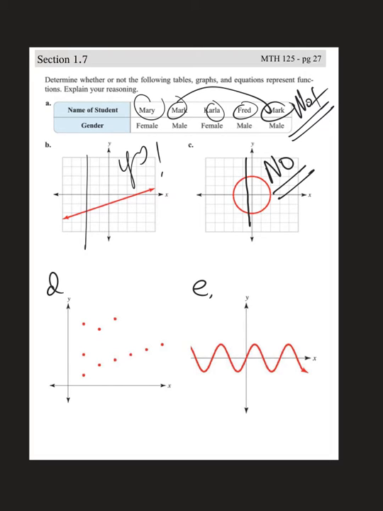D is just a bunch of different points. Notice that if you look at these points, if you were to draw a vertical line, these would not pass the vertical line test, so this is not a function. E is a function. If you go ahead and draw a vertical line and move it from left to right, this would be a yes. All of the X values are unique.